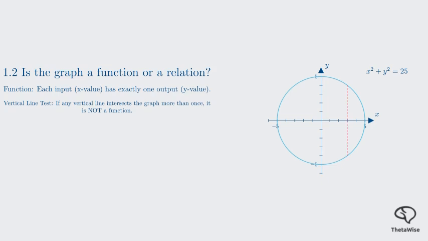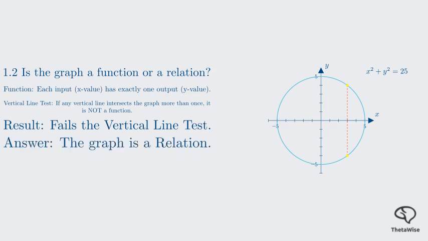Let's draw a vertical line, say at x equals 3. As you can see, this vertical line intersects our circle at 2 distinct points. This means that for the x value of 3, the circle has 2 different y values. Since one x value corresponds to 2 y values, the vertical line test fails. Therefore, this graph is not a function. It is a relation. So, our final answer for 1.2 is that the graph is a relation.